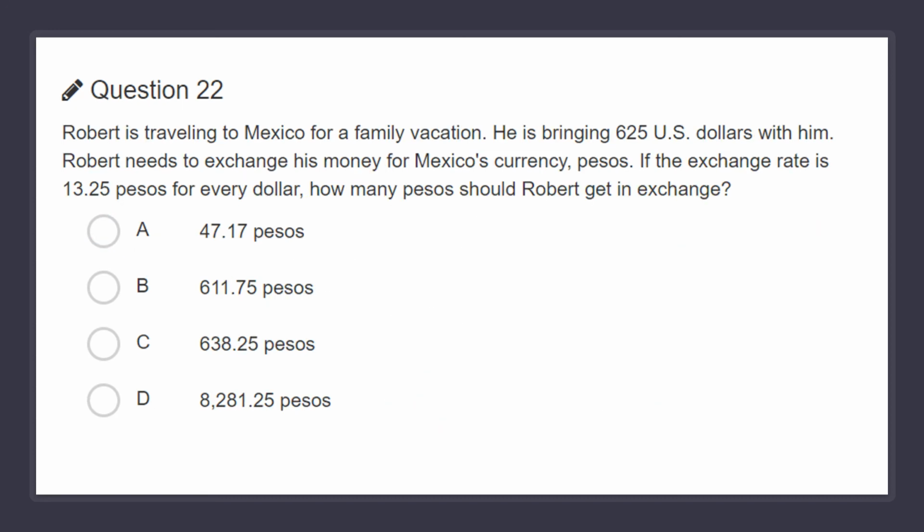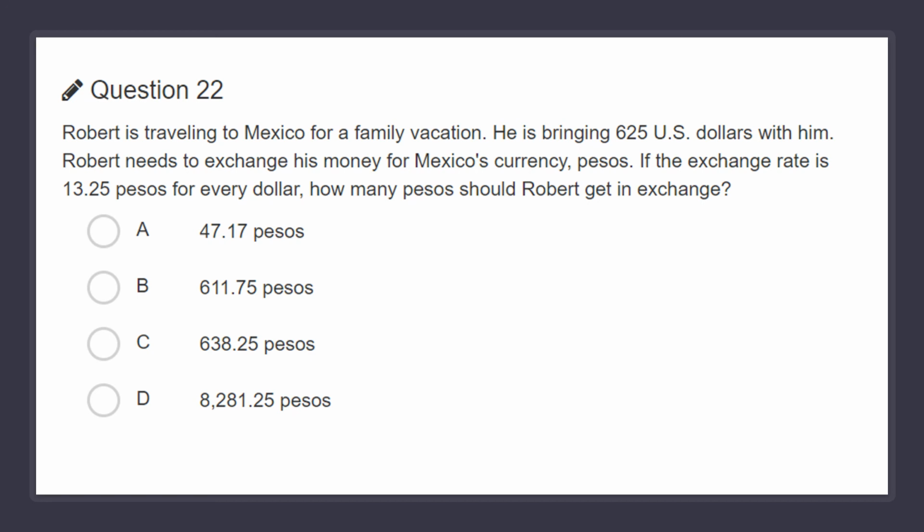For question 22, Robert is traveling to Mexico for a family vacation. He is bringing $625 US with him. Robert needs to exchange his money for Mexico's currency, which is pesos. If the exchange rate is 13.25 pesos for every $1, how many pesos should Robert get in exchange?